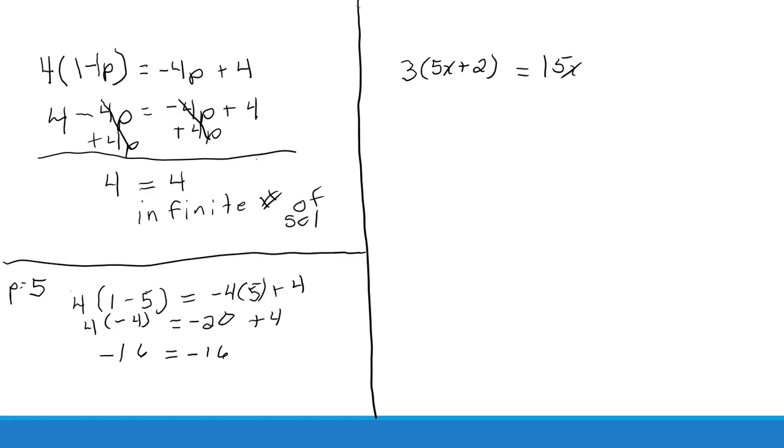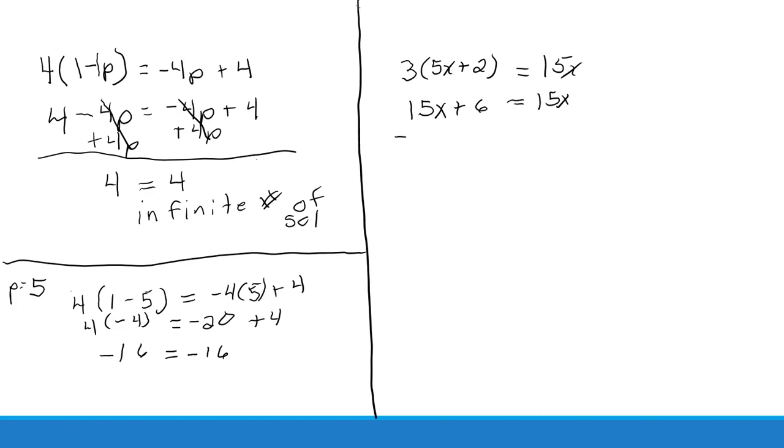Let's look at the equation on the right-hand side. We have 3 parentheses 5x plus 2 parentheses is equal to 15x. I'm going to use the distribution property to multiply both 5x and 2 by 3. I would have 15x plus 6 is equal to 15x.